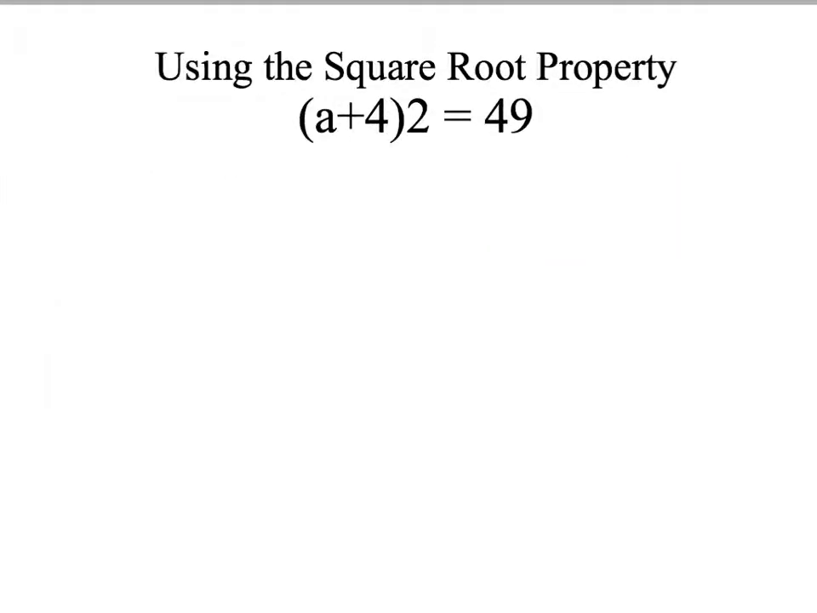Okay, so the next part of this lesson is trying to use the square root property in order to solve for a. Okay, so whenever we have an equal sign here, it means we want to solve for the variable. So I'm going to go ahead and rewrite the equation. A plus 4 squared is equal to 49.